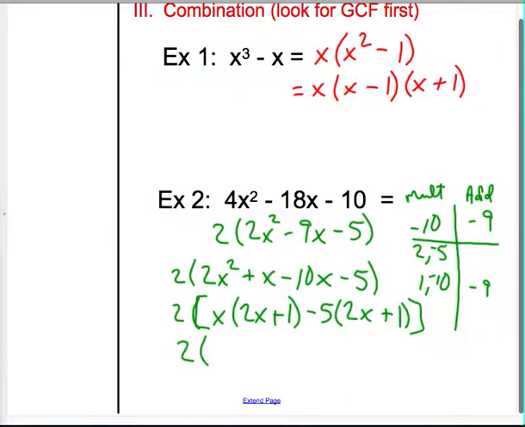And then I pull this all together. My greatest common factor inside the brackets is 2x plus 1. And what's left for my first term is x. And I'll show you where I'm getting that from. So here's my x. And what's left for my second term is negative 5. So my complete factored form on this one is 2 times the quantity 2x plus 1 times the quantity x minus 5.